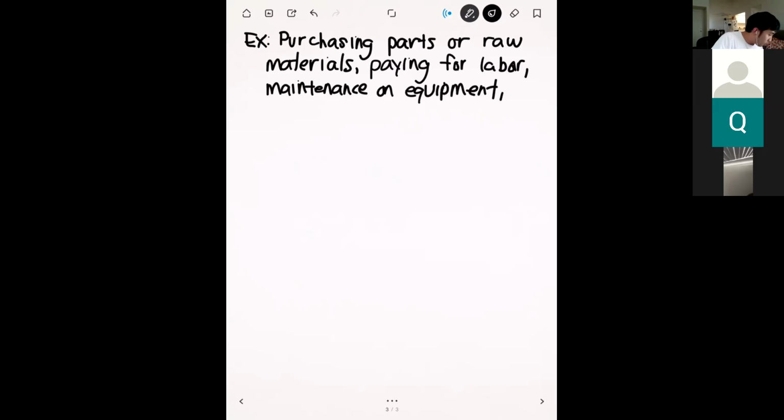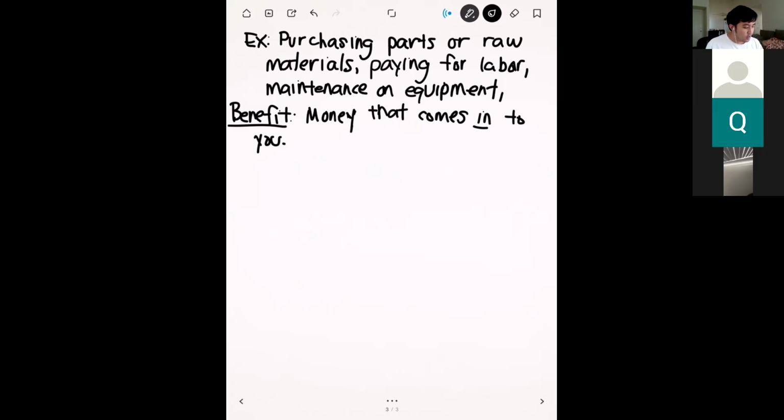The next definition that we'll go over is the opposite of a cost, which is a benefit. The definition of benefit is a little bit more broad, but for the first part of the class, we'll consider benefit to be the opposite of cost. Benefit is defined as money that comes in towards you. Just like a cost is a loss of money, you can think of a benefit as a gain.